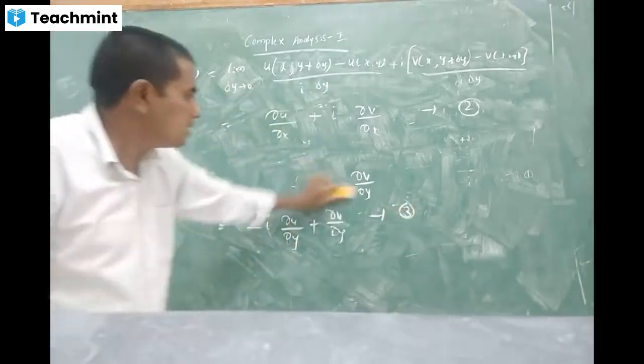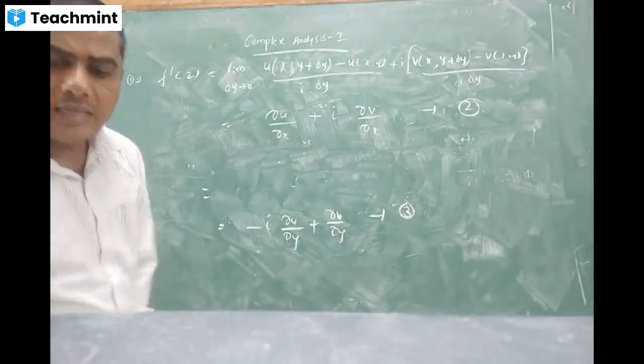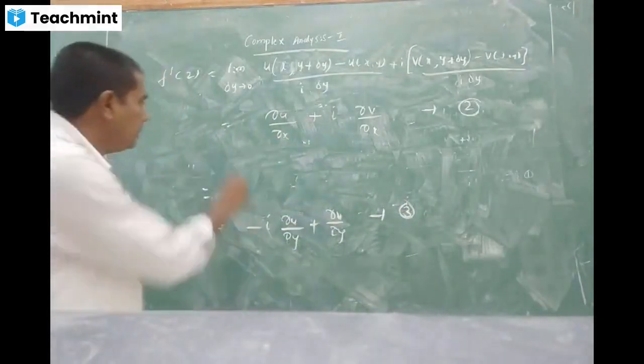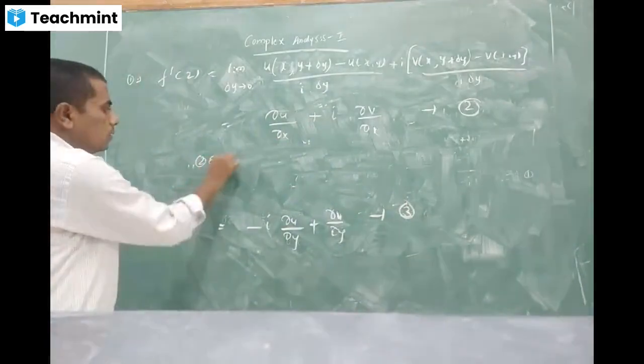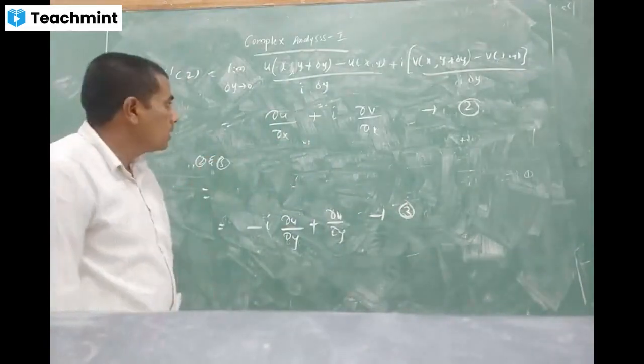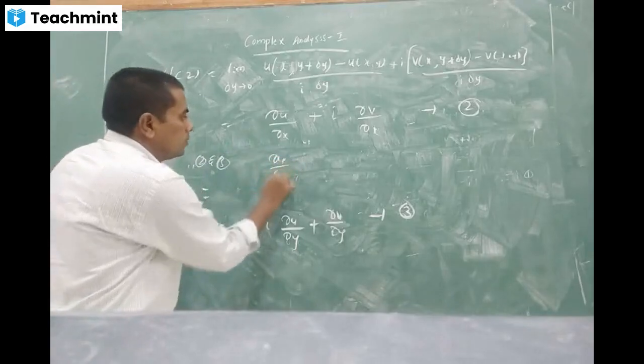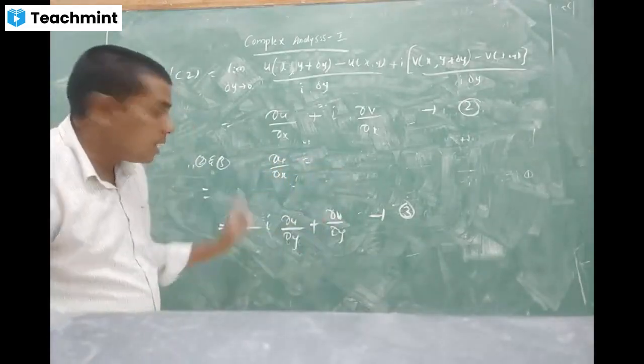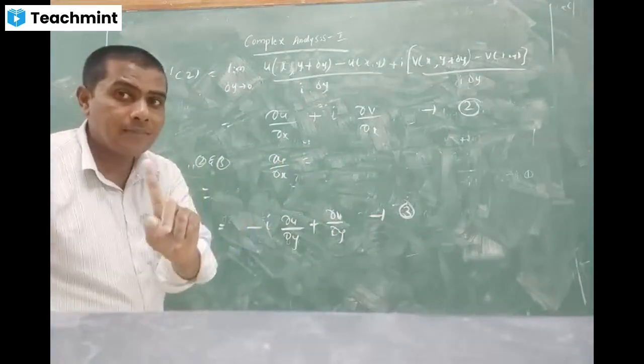Equation number 3. Here, equating real parts and imaginary parts. What is the real part in equation number 2 and 3? In equation 2, the real part is dou u by dou x, and in equation 3 it is dou v by dou y. Don't write i, only the real part, okay?